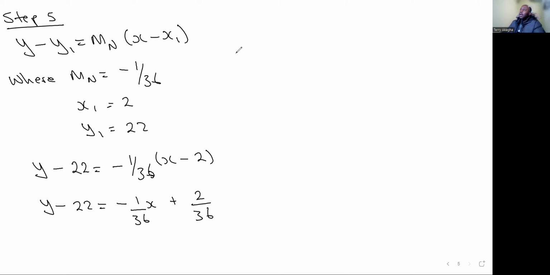Then we take, if you press your calculator, it's going to give you 1 over 18. It's the same thing if you simplify, all right? But I'm not going to simplify yet. I'm going to simplify later. Then you take minus 22 to the other side because I want to leave it in the slope-intercept form.